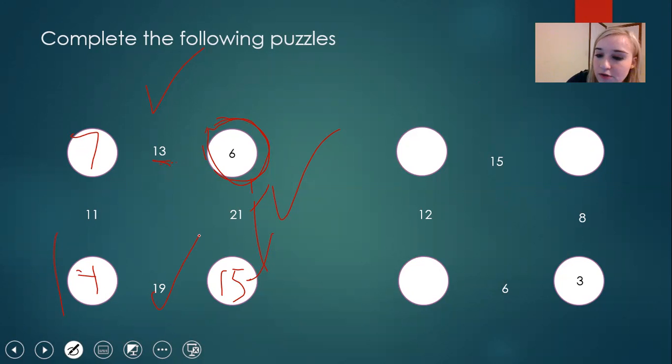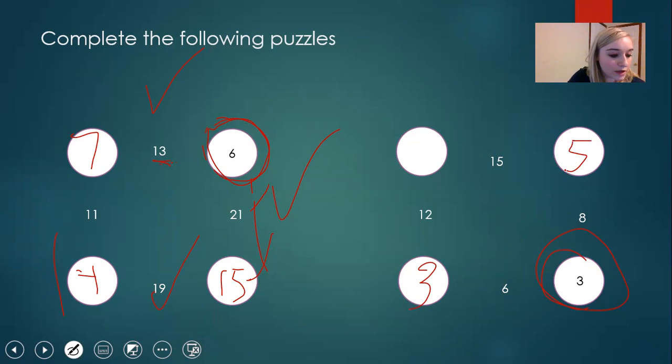Okay, so we're going to start with this one because it's the easiest way to figure it out. So 6 minus 3, well, we're going to figure that out. 6 minus 3 is 3. 3 plus 3 equals 6. And now we can go this way. 8 minus 3 is 5.